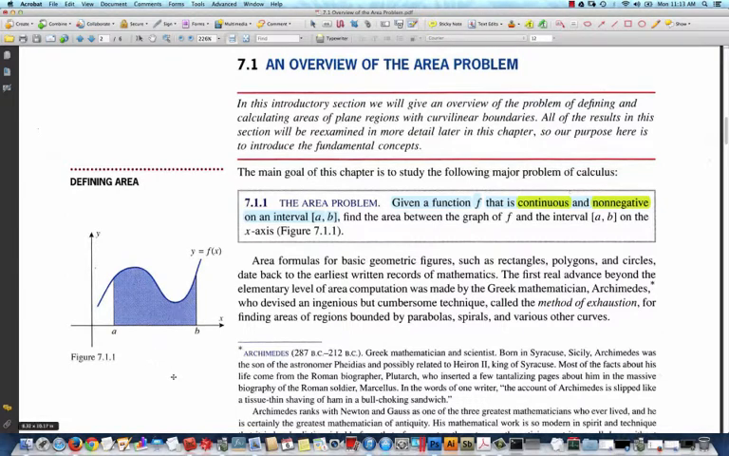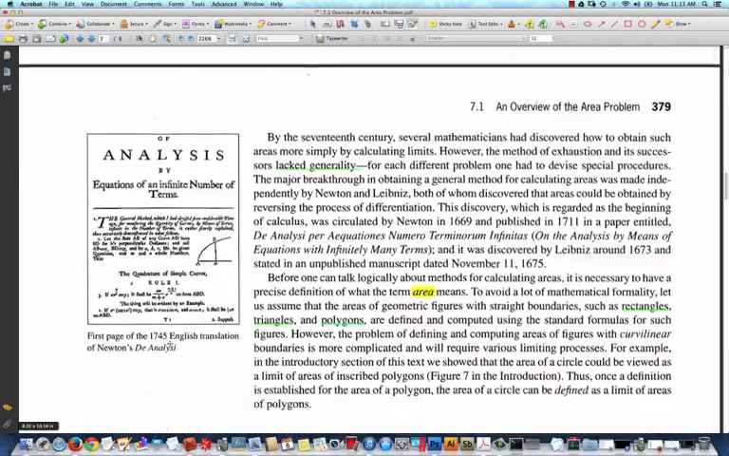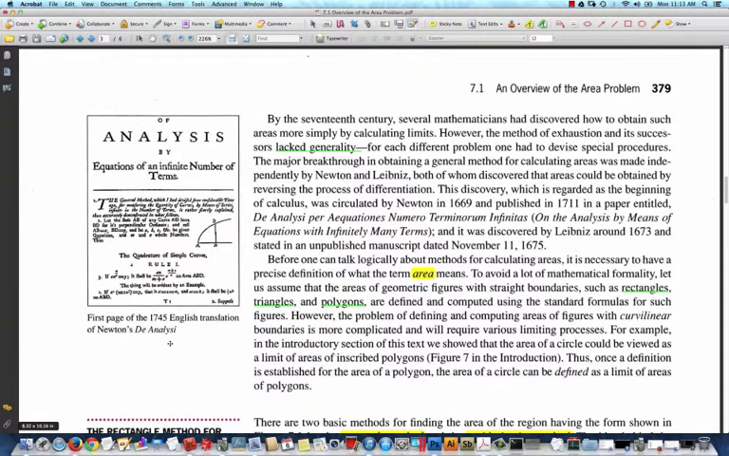Area formulas for basic geometric figures such as rectangles, polygons, and circles date back to the earliest records of mathematics. The first real advance beyond the elementary level of area computation was made by the Greek mathematician Archimedes, who devised an ingenious but cumbersome technique called the method of exhaustion for finding areas of regions bounded by parabolas, spirals, and various other curves.